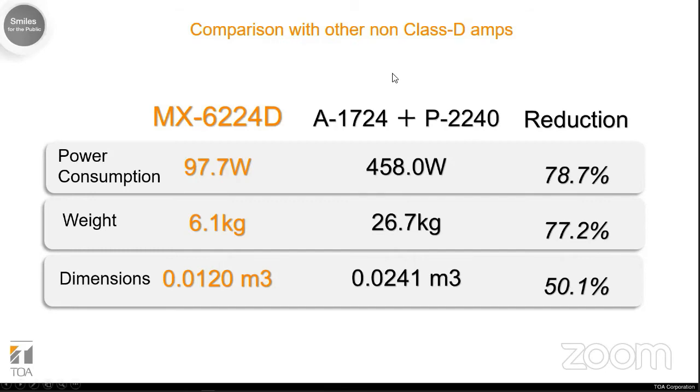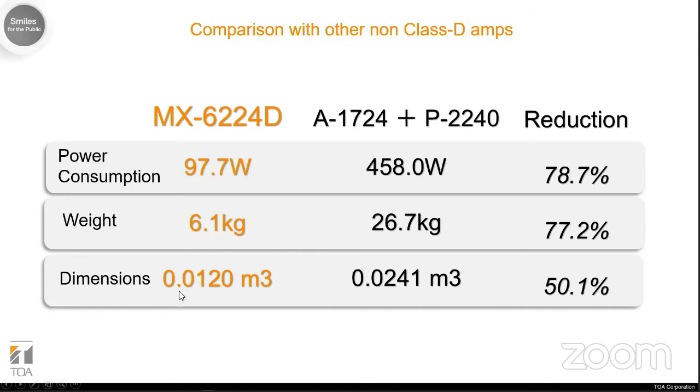So there is a lot of power saving with Class D digital amplification and switch mode power supplies, right? Weight wise, it weighs just 6.1 kg. A similar system in TOA with the 1724 and the P224 will weigh around 26.7 kg, which brings us to about a 77.2% weight reduction on the MX.